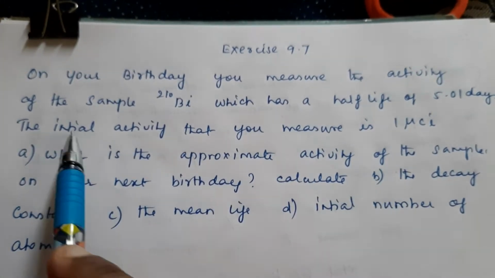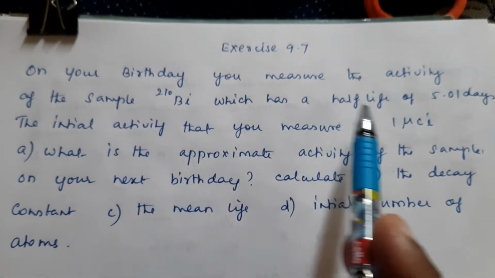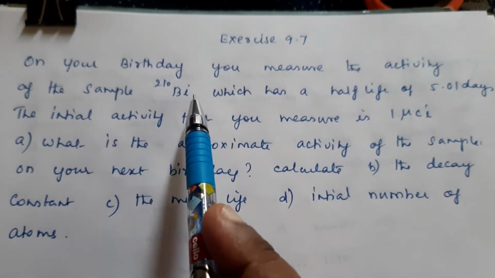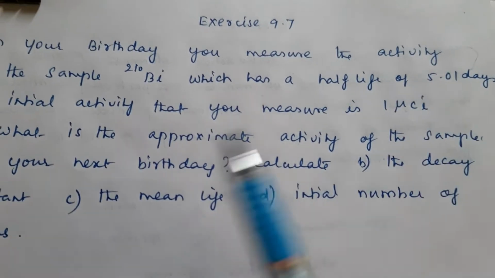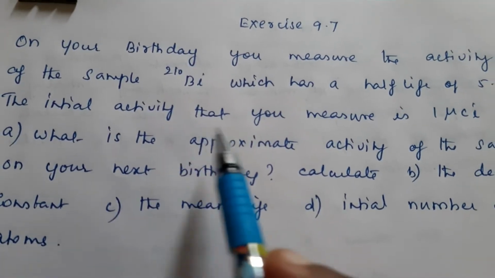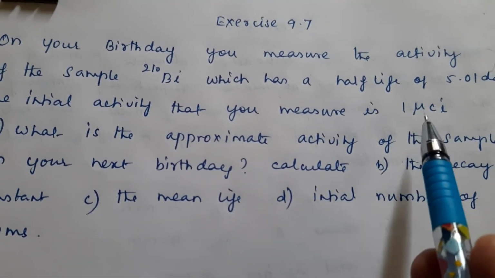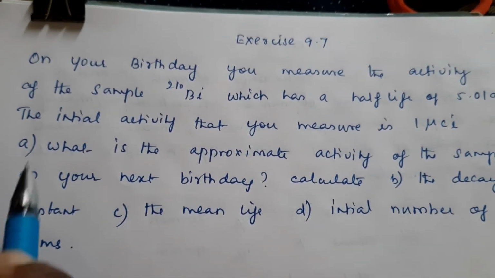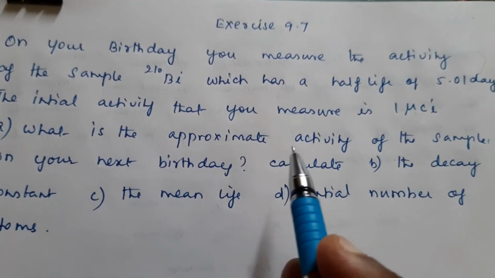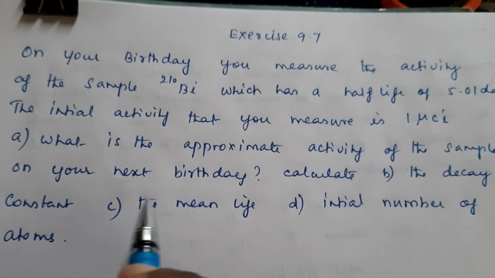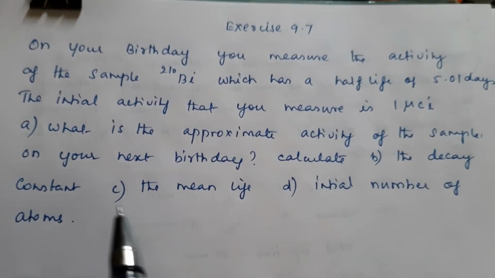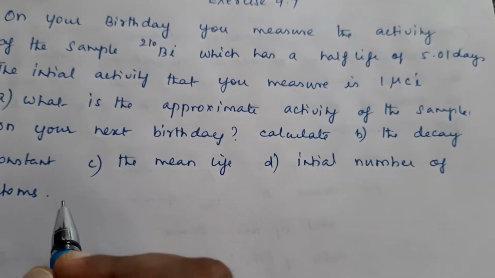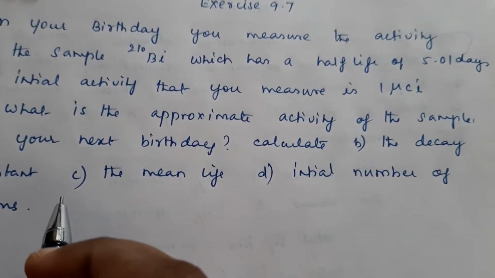Exercise 9.7. On your birthday, you measure the activity of the sample bismuth 210, which has a half-life of 5.01 days. The initial activity that you measure is 1 microcurie. A. What is the approximate activity of the sample on your next birthday? Calculate the decay constant, the mean life, and the initial number of atoms.